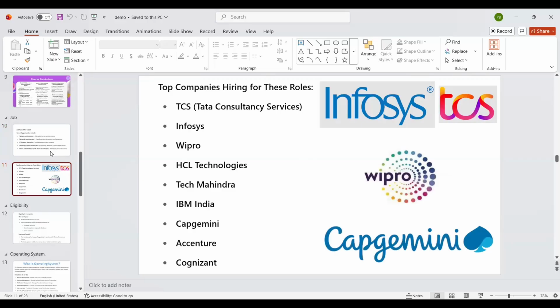So the top companies hiring for these roles. When you ask which company will hire us after completing these certifications, many big MNCs are actively hiring for these profiles. Like we have TCS, Tata Consultancy Services, Infosys, Wipro, HCL, Tech Mahindra, IBM, Capgemini, Accenture, Cognizant. So many big companies are hiring these types of engineers, right? And they are giving a very attractive salary.